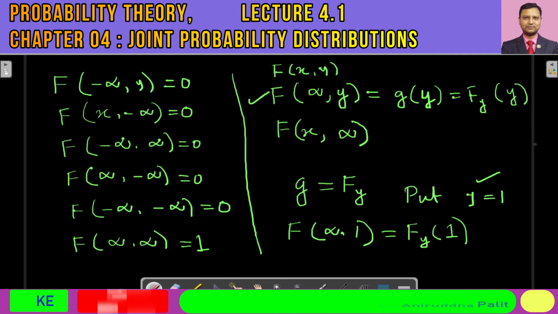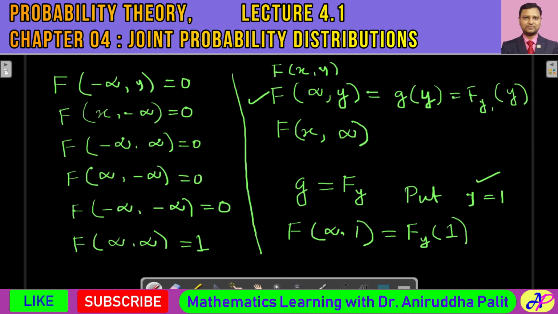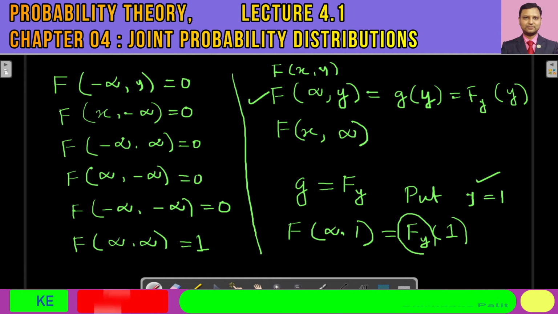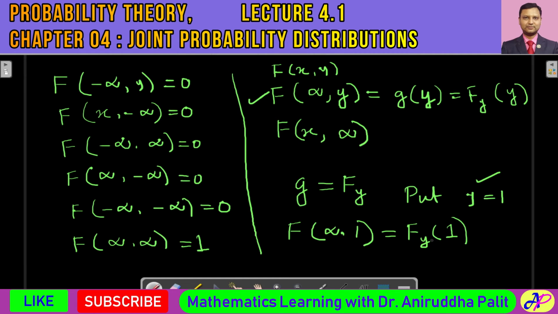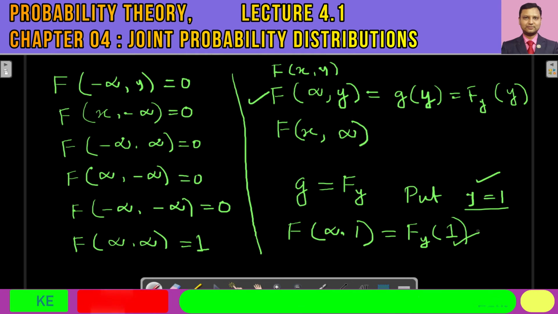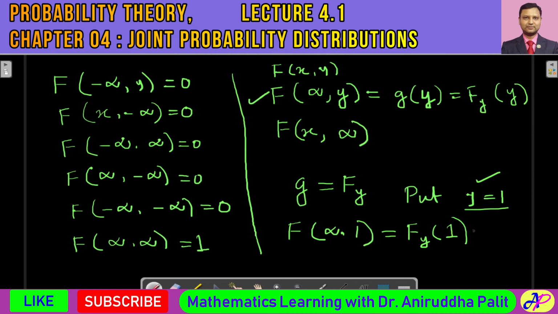Sometimes you make the mistake that you also put y is equal to 1 over here. So don't put y is equal to 1 there. This is just a notation. This altogether, f suffix y, is the function. So the function should not be changed. The value of the corresponding variable should be changed. So if you put y is equal to 1 over here, you should put y is equal to 1 within this bracket, not at the suffix.